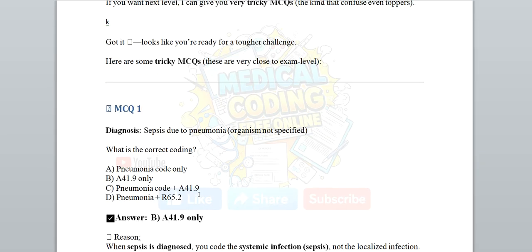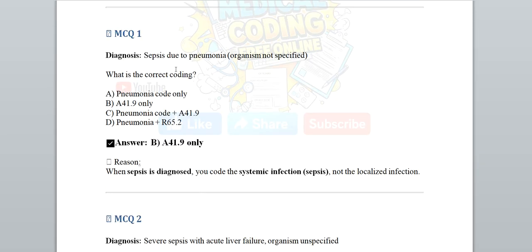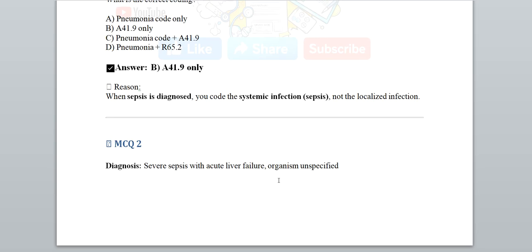So some tricky questions we see. Sepsis due to pneumonia. Organism not specified. So, if not specified, we take A41.9. That is very, very important. Why? Because sepsis is diagnosed, you code the systemic infection, sepsis, not the localized infection.